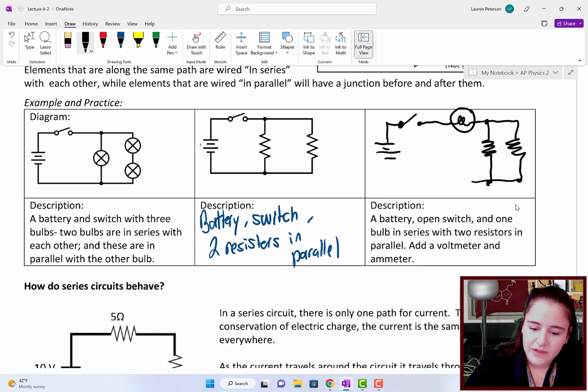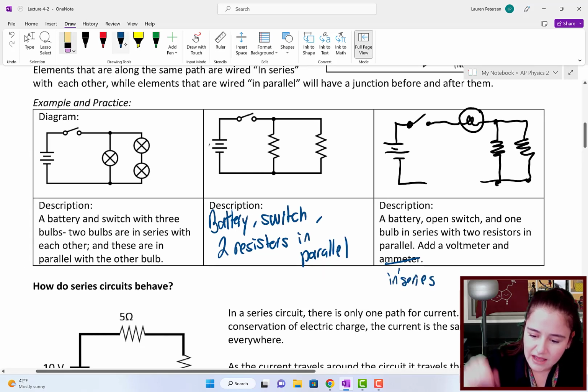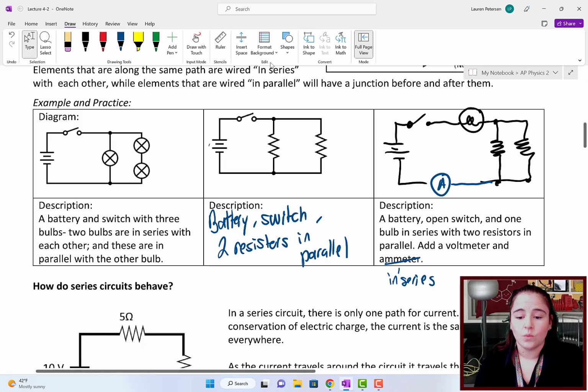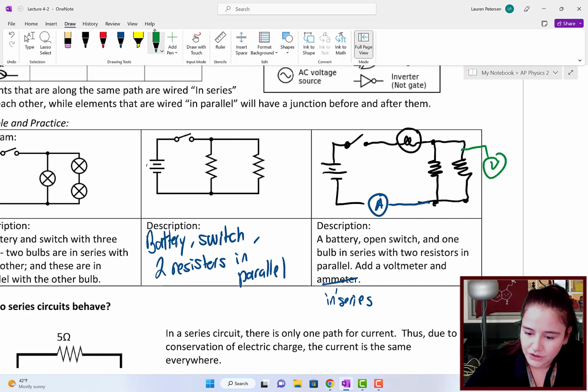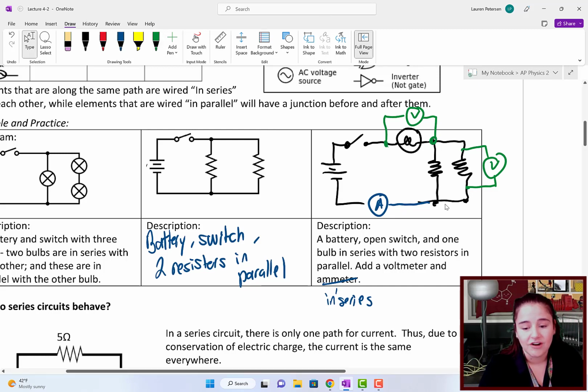Now if I wanted to add an ammeter and a voltmeter, we have to know how those are added. Ammeters are always added in series, so we would just pick somewhere on our circuit and add an ammeter. Voltmeters go in parallel. So say I wanted the voltage across this resistor, I could do something like that to get the voltage drop across the resistor. I could also put a voltmeter here and get the voltage drop across the bulb, or connect it across this resistor.